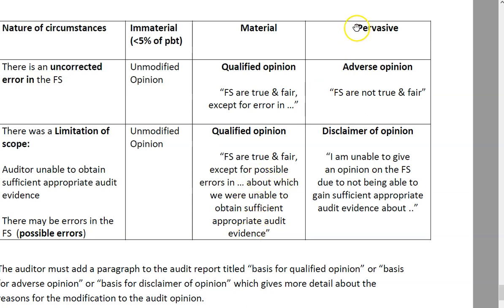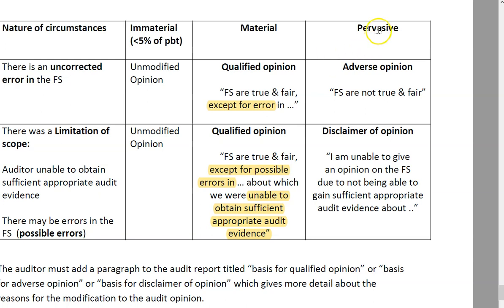So it's very important you see the difference there. This says except for the error. That says except for possible errors. So that's the difference when you're given the qualified opinion. And then you have to say unable to obtain sufficient appropriate evidence. Whereas when there is an error, the auditor knows there is an error, and they can say in their opinion the financial statements are true and fair except for the error in such an area.